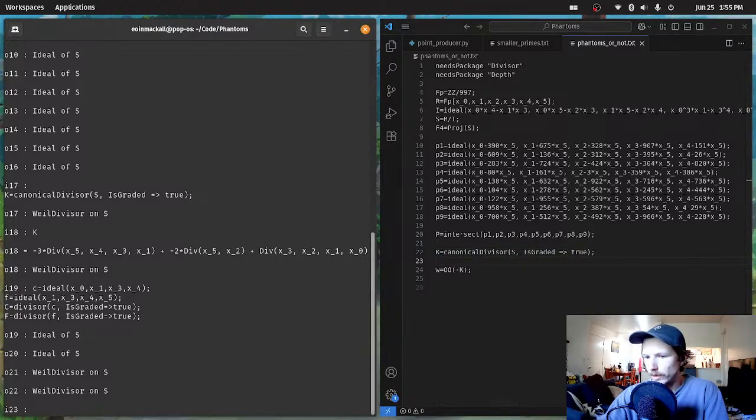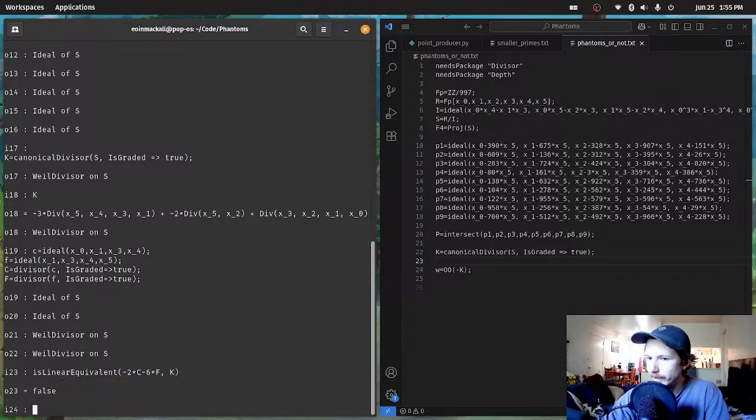So then what should the canonical divisor be? It should be -2 times this section C minus 6 times this section F. And that is false, right? So that's weird, right?